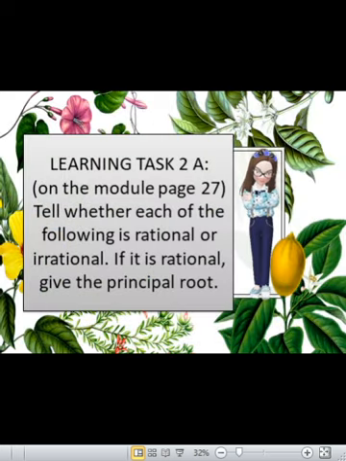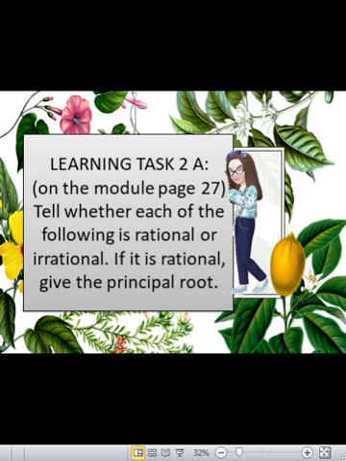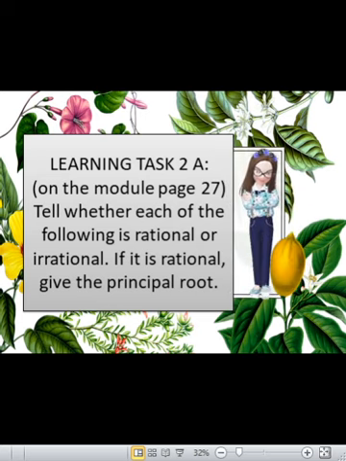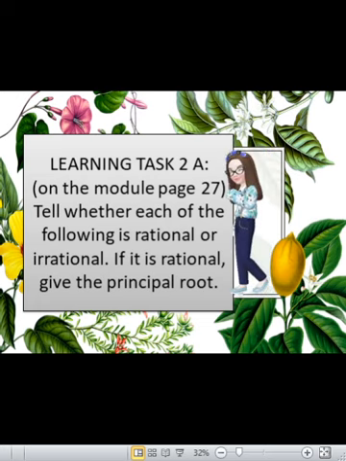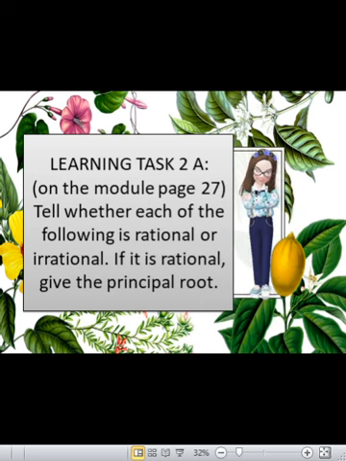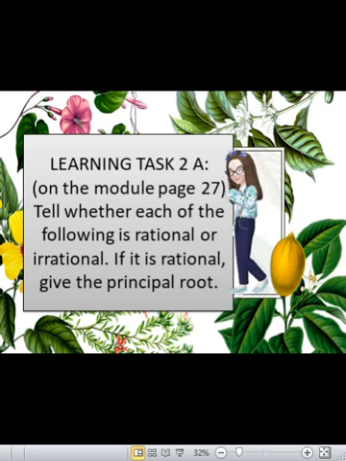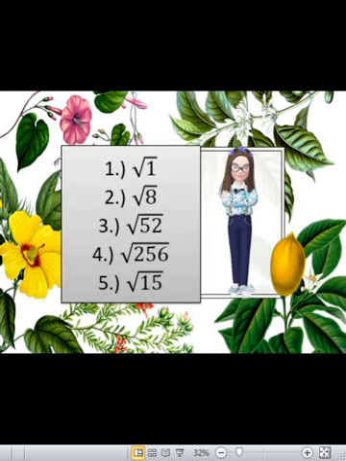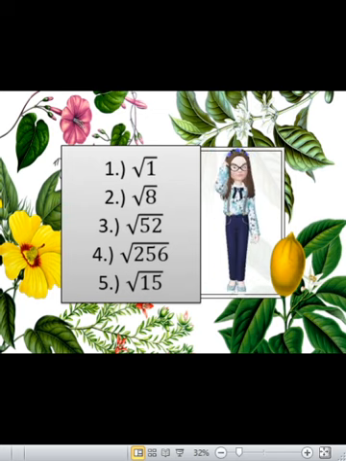And finally, after hearing those examples and explanation, here is your quiz for the afternoon session. Learning task 2, again, letter A. It can be found on your module, page 27. Tell whether each of the following is rational or irrational. If it is rational, give the principal root. Only if it is rational. If not, then don't give the principal root.